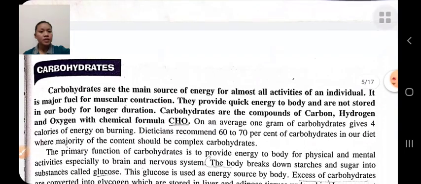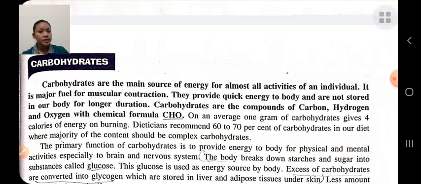Let's discuss carbohydrate. Carbohydrate is the main source of energy. It provides you energy for almost all activities. Carbohydrate provides you quick energy, and it is not stored in our body for a long duration. Carbohydrates and fats both provide energy, but carbohydrate provides quick energy.